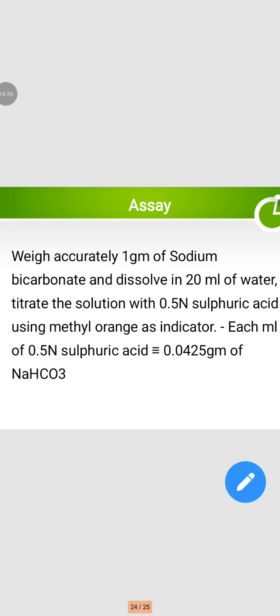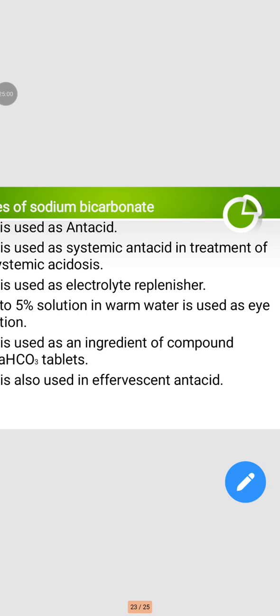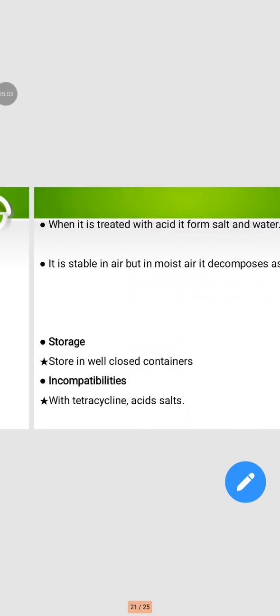So the assay procedure is: accurately weigh 1 gram of sodium bicarbonate and dissolve in 20 ml of water. This solution is titrated with 0.5 normal sulfuric acid with methyl orange indicator. Each ml of 0.5 normal sulfuric acid is equal to 0.0425 gram of sodium bicarbonate. Okay, this is the assay of sodium bicarbonate.